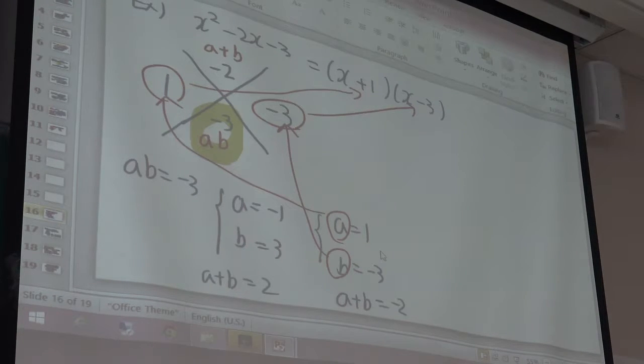Then we find the sum. The sum a plus b for the first pair is 2. For the second, the sum a plus b is negative 2. So we choose 1 and negative 3 as our pair. Then plug in plus 1 and negative 3, and we get the factorization.